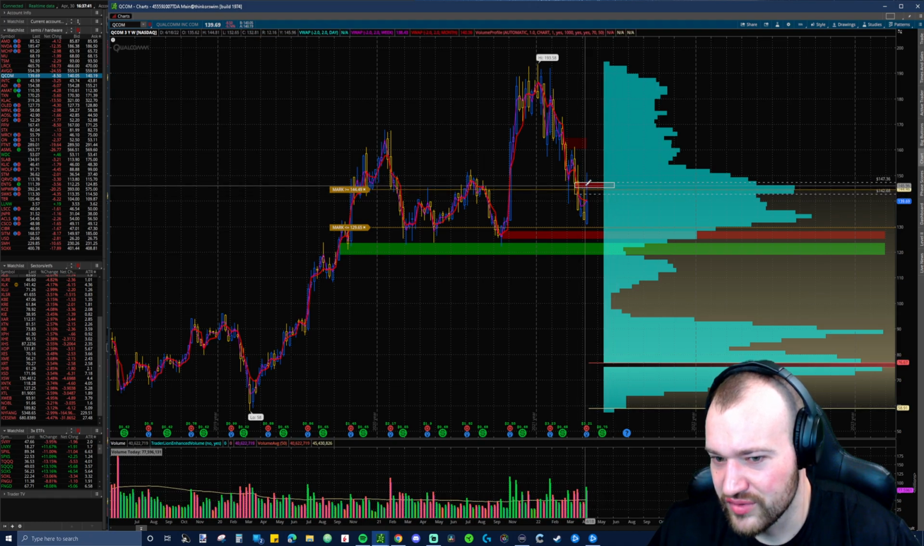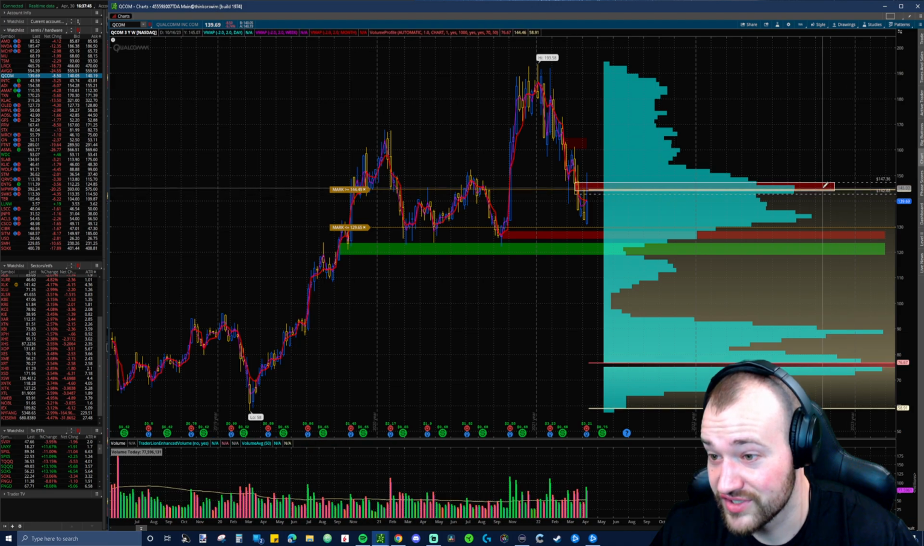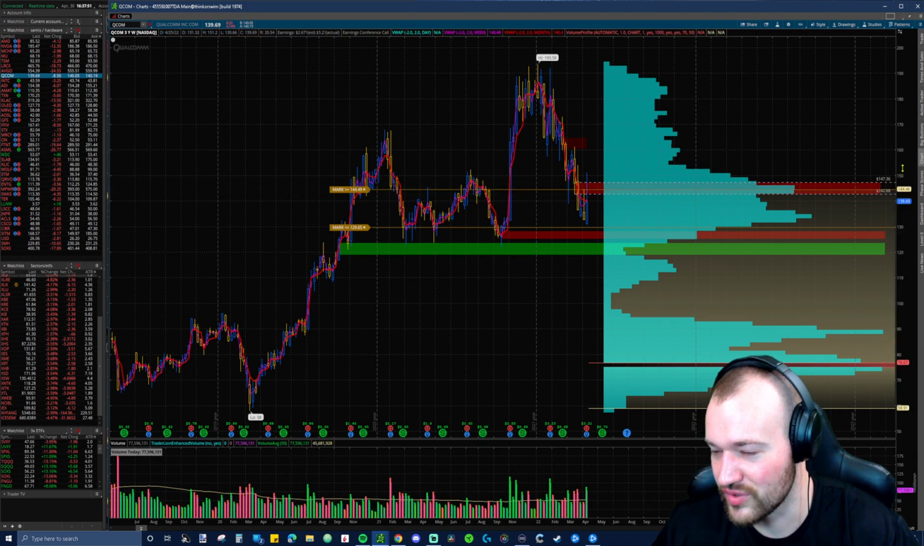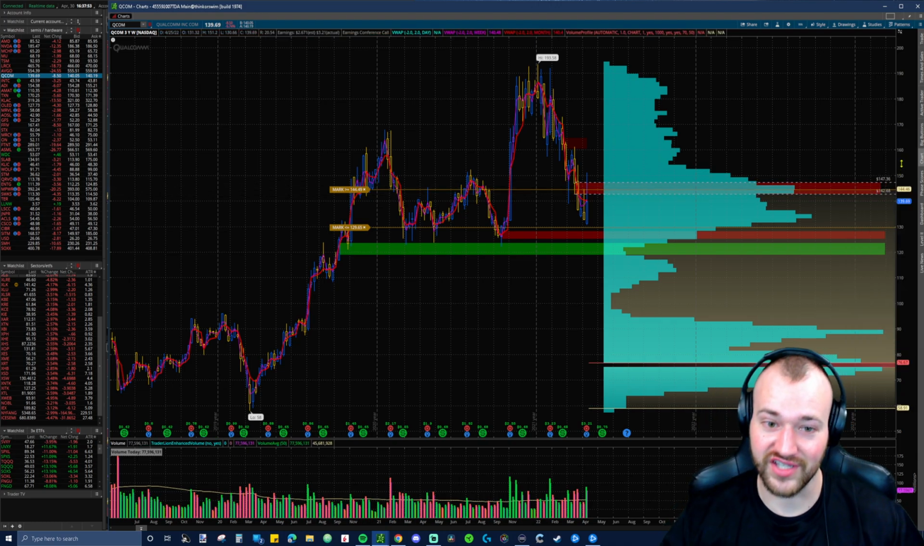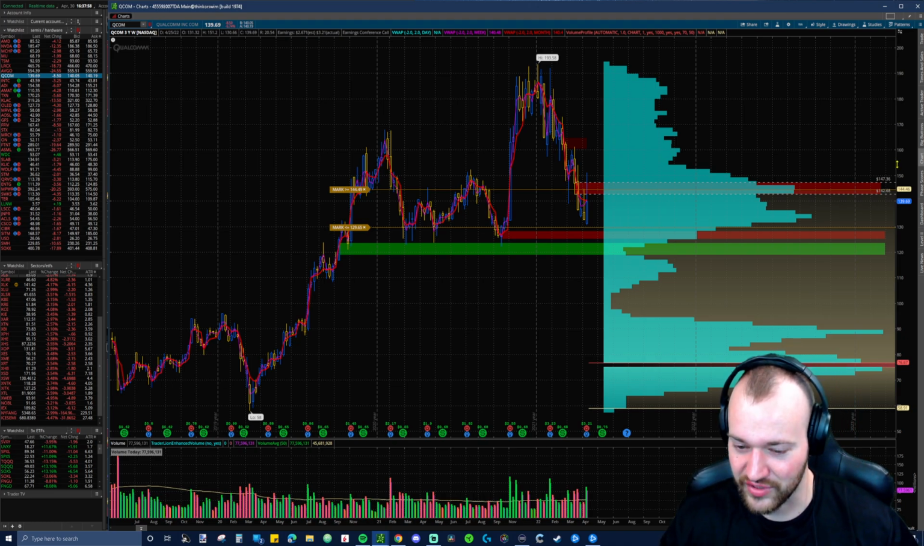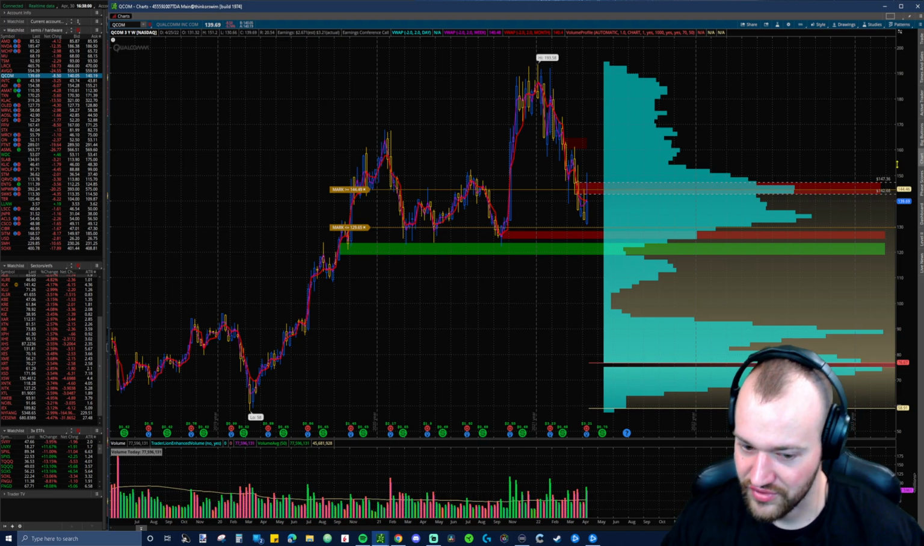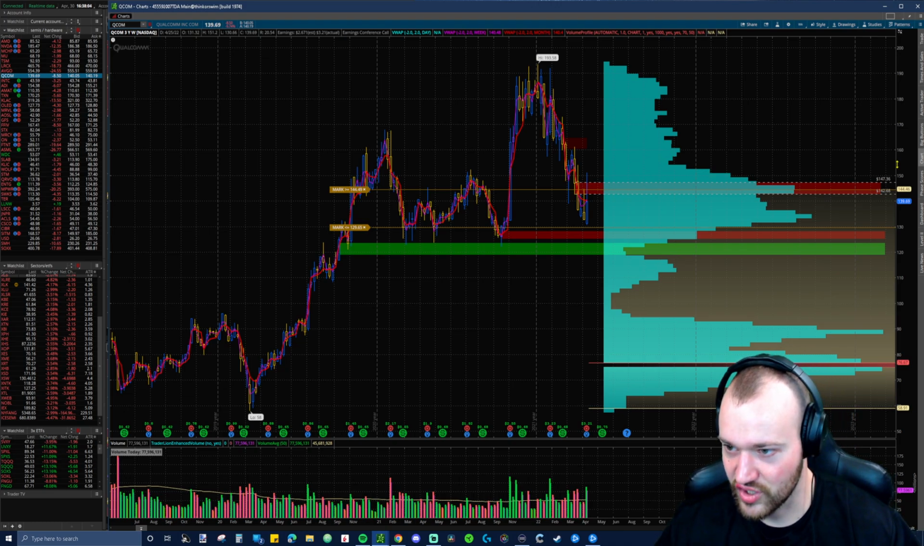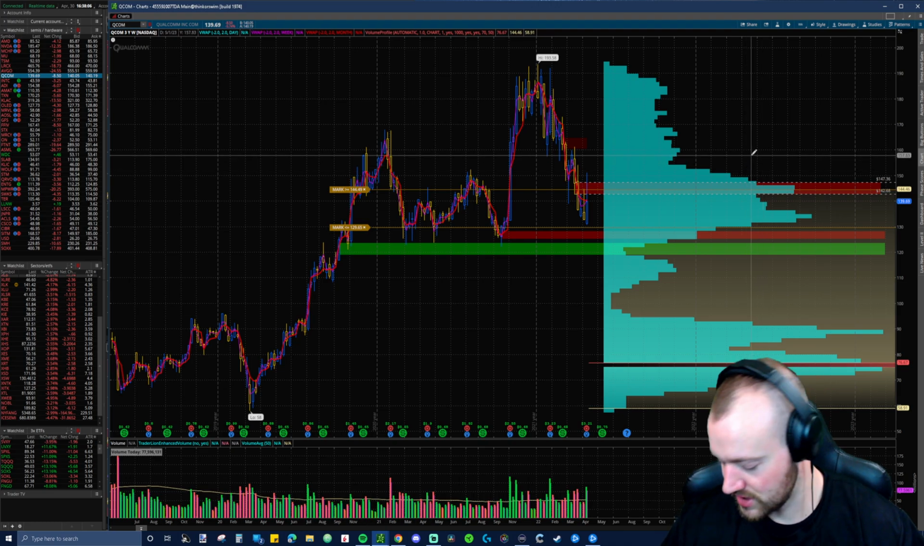Here, if we reapproached this volume shelf, I'd probably be looking to short it. Actually, I switched to Interactive Brokers, so I still use TD Ameritrade, obviously Thinkorswim for my charting, but I execute through Interactive Brokers, and I have to wait until like the 3rd or 4th, so this coming Tuesday or Wednesday, before I can trade because my deposit has to clear.